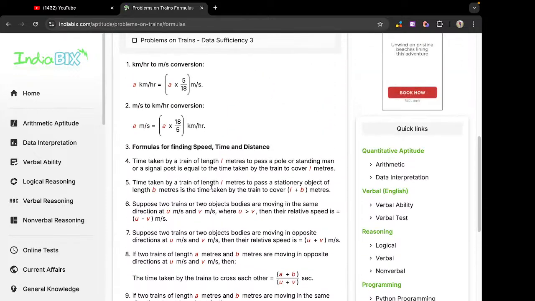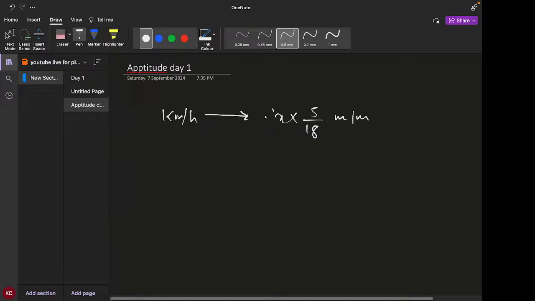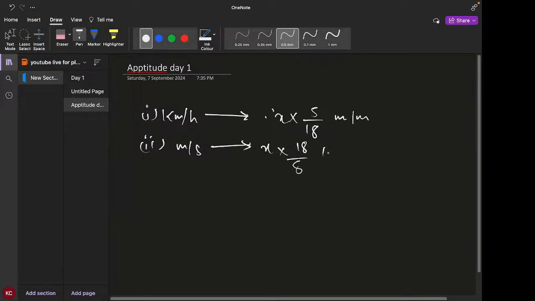Kilometer per hour to meter per second, 5 by 18. If I have to convert kilometer per hour to meter per second, then I multiply x by 5 by 18, and it will automatically convert to meter per second. And the second one, if I have to convert meter per second to kilometer per hour, then I simply reverse it.